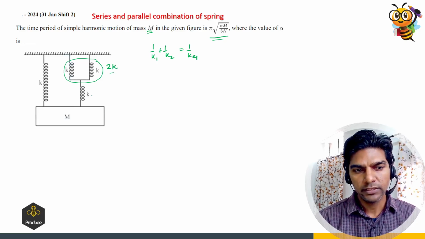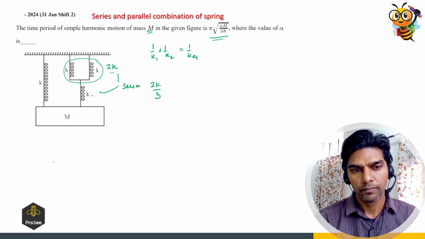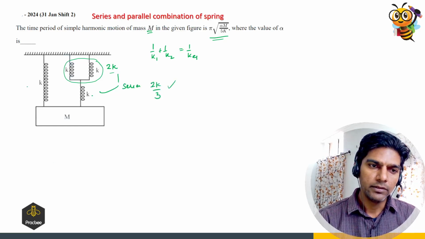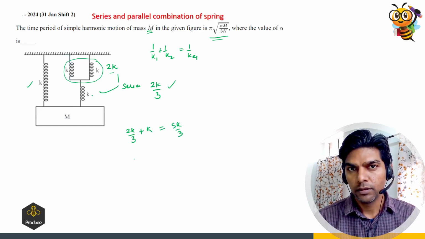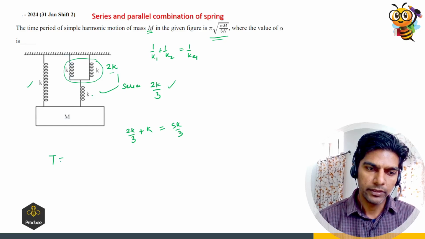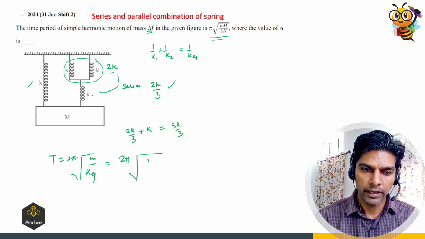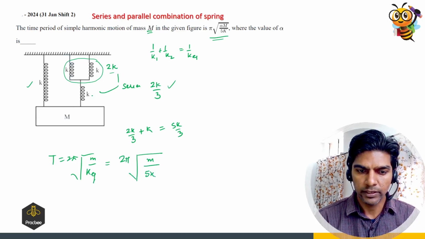Now this 2k and this k are in series. So these two are in series, so we can say it will be 2k by 3, right? Now this 2k by 3 and this k are in parallel. So that will become 2k by 3 plus k, and that will be 5k by 3. Now we have got the equivalent spring constant, and we have to find the time period. So time period is 2 pi root m upon k equivalent. So that will be 2 pi root, and m divided by k equivalent, which is 5k by 3.